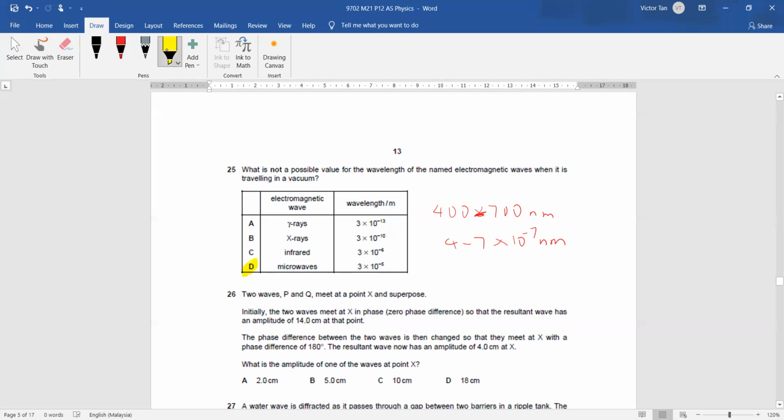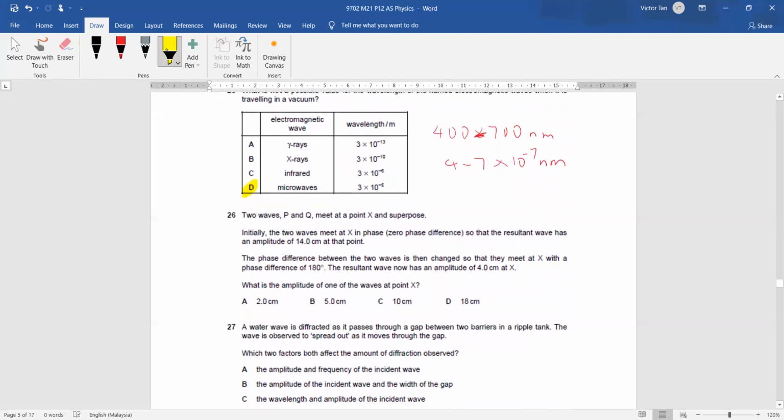Waves P and Q meet at point X and superpose. Initially, the two waves meet at X in phase, zero phase difference, so that the resultant wave has an amplitude of 14 cm. Then the phase difference between the two waves is changed so that they meet at X with a phase difference of 180 degrees. The resultant wave now has an amplitude of 4 cm.